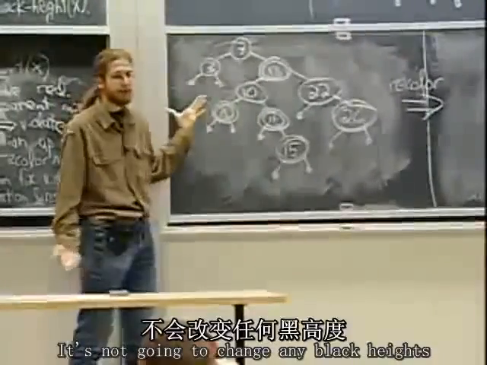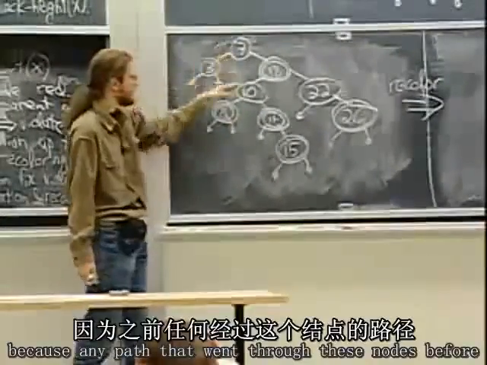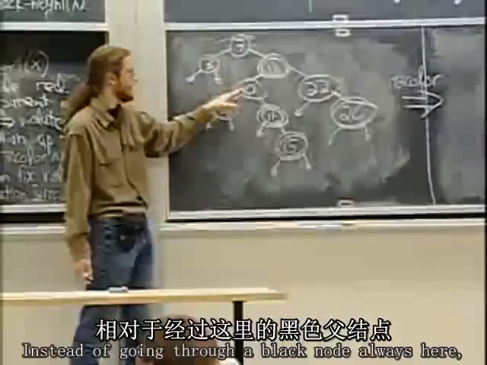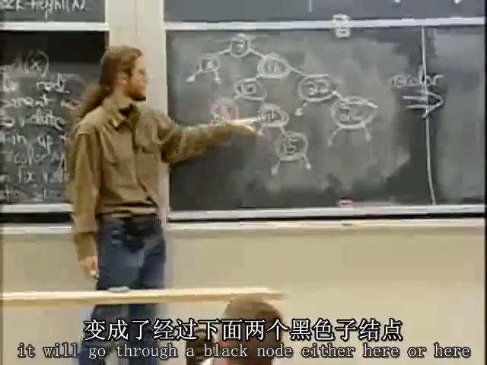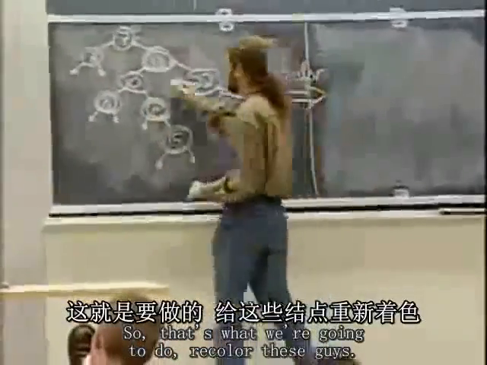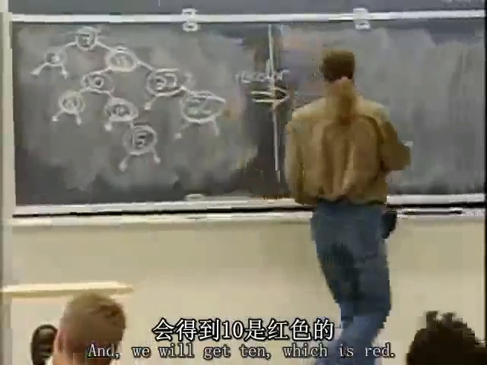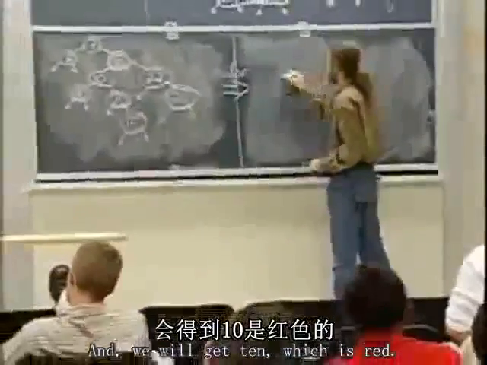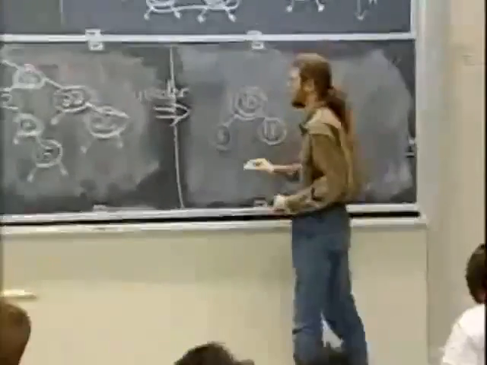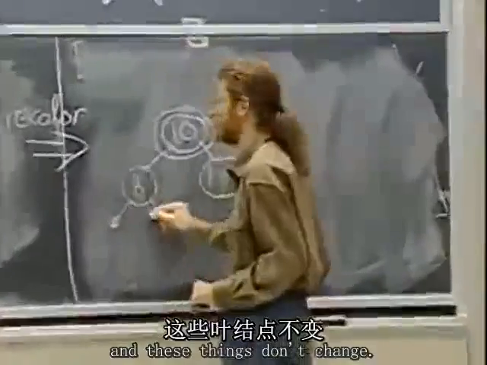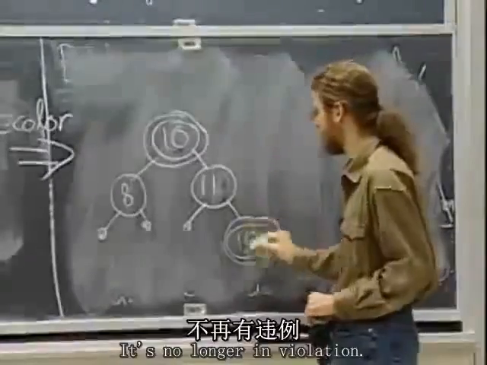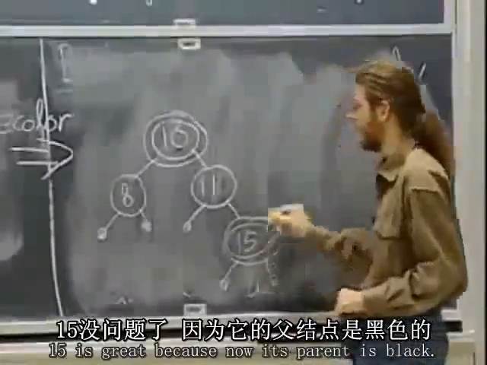It's not going to change any black heights, because any path that went through these nodes before will still go through the same number of black nodes. Instead of going through a black node always here, it will go through a black node either here or here, because paths always go down to the leaves. So that's what we're going to do. Recolor these guys. And we'll get 10, which is red. We'll get 8, which is black. 11, which is black. And these things don't change. Everything else doesn't change. We're going to leave 15 red. It's no longer in violation. 15 is great, because now its parent is black.